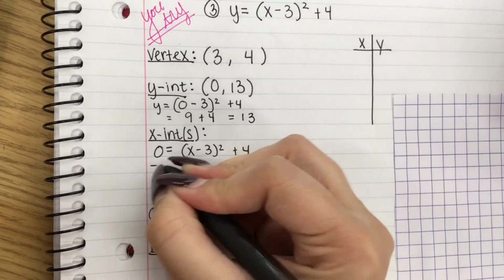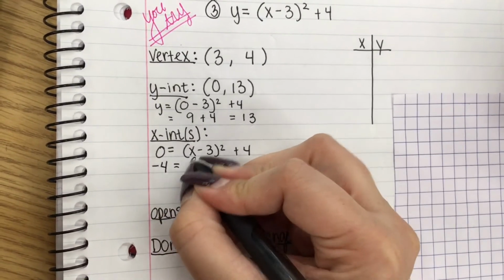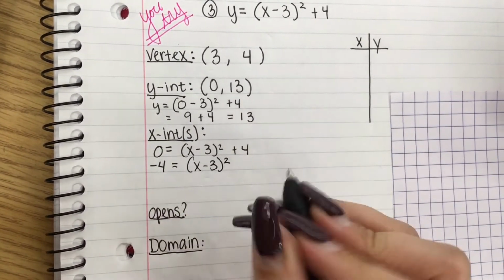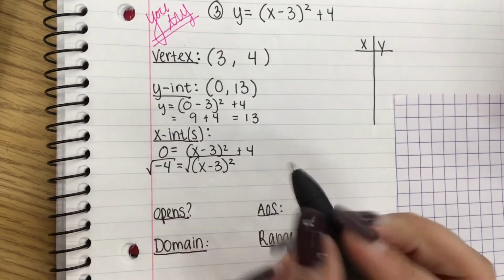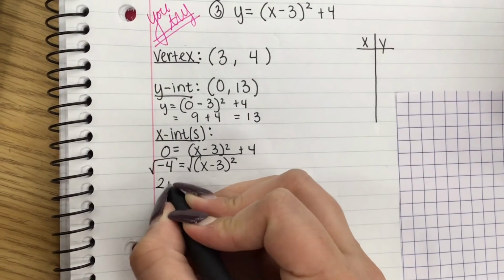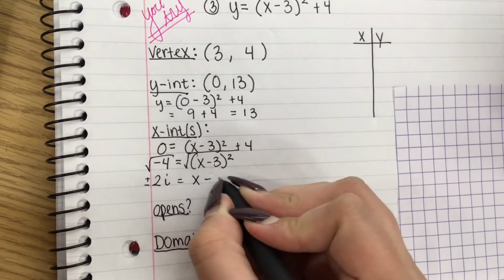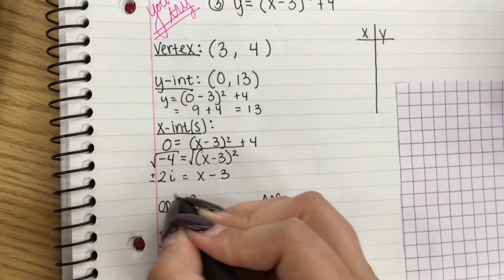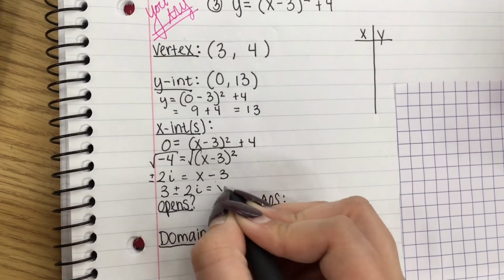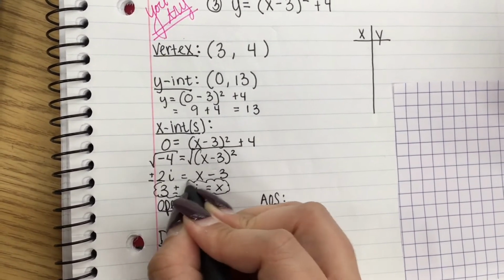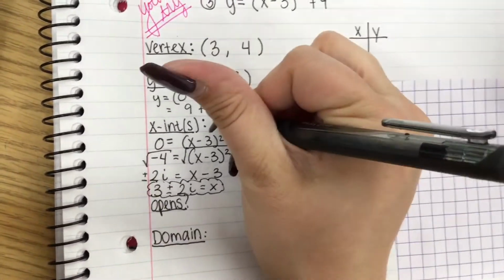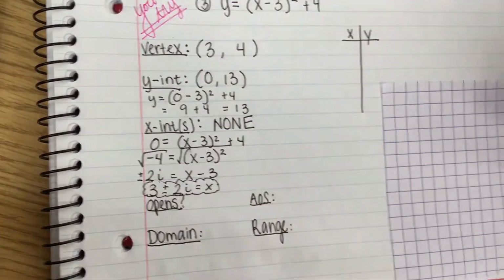So I'm subtracting 4 from both sides. I get -4. And then when I take the square root of this, what is the square root of a negative? We talked about this before. It's imaginary. This is an imaginary solution. This means that we have no x-intercepts. So for x-intercepts here, I'm just going to write none because we have none.